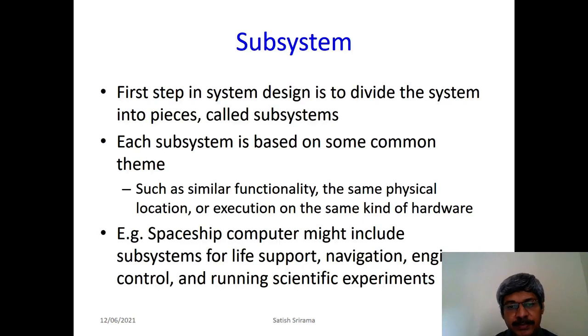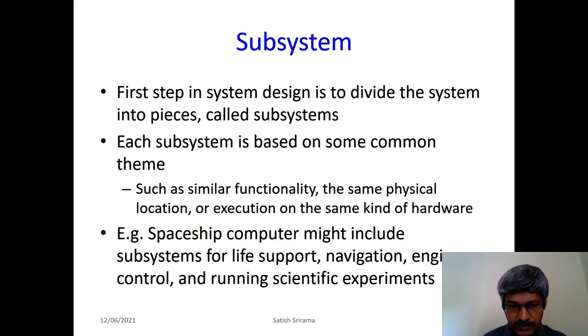The first step in system design is to divide the system into pieces. These pieces are called subsystems. These subsystems provide some sort of functionality. Each subsystem is based on some common theme, such as similar functionality, the same physical location, or execution on the same kind of hardware, etc. So they should be under a common theme.